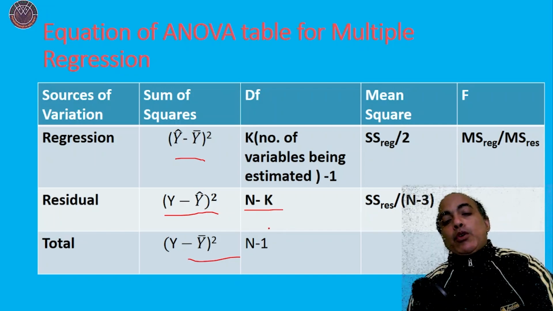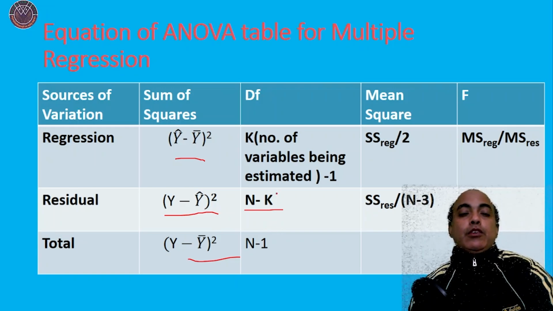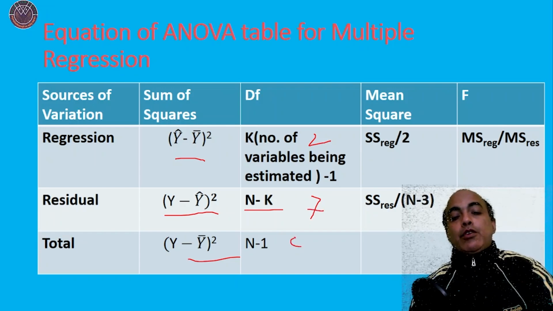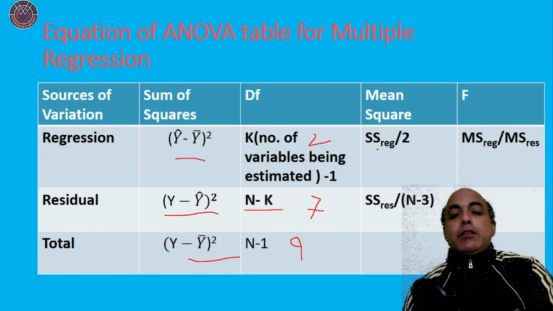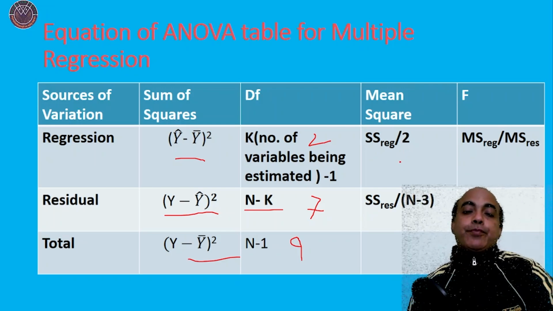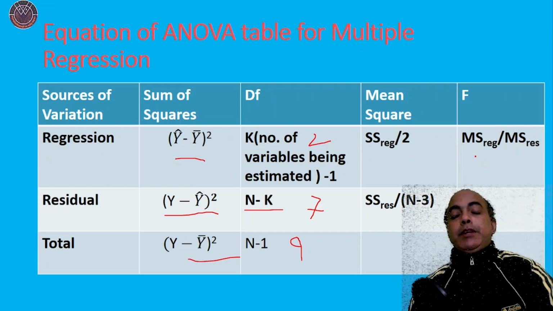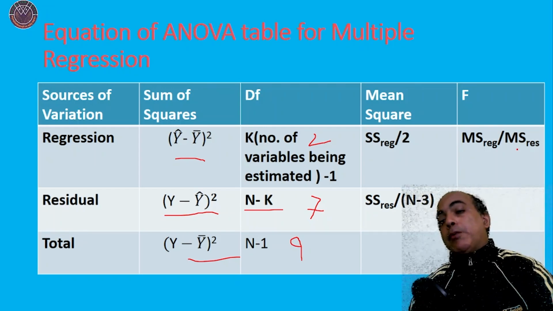And the total degrees of freedom is given by regression degrees of freedom plus residual degrees of freedom. So here the value is 2, and here the value is 7. So our total degrees of freedom will be 9. And to get the mean squares, we have to divide the respective sums of squares by their degrees of freedom. And to get the F value, we have to take the ratio of the mean sum of squares of regression and the mean sum of squares of residual.